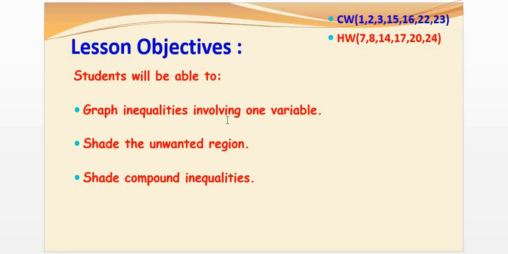What are our objectives? In my first video, I explained how to graph inequalities involving one variable and then how to shade the unwanted region. In this video, I'm going to discuss how to shade compound inequalities. If you have a compound inequality, how can you graph it on graph paper, and secondly, which area will be unwanted so that you can shade it? Clear? So these are our main objectives today.